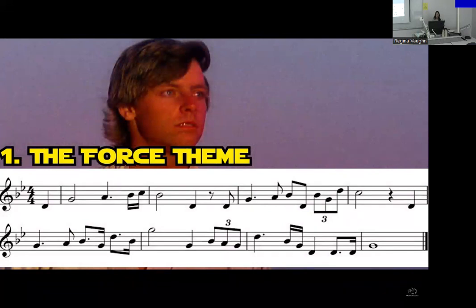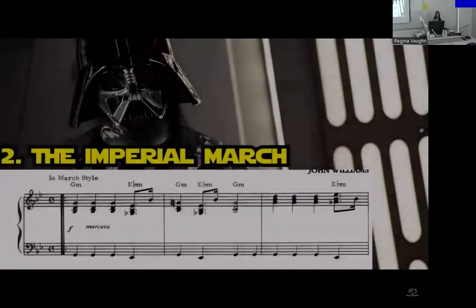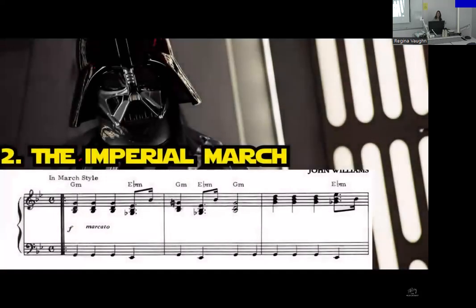Whenever they talk about the Force, it's associated closely with the character of Luke Skywalker, of heroism, of good. And whenever the Empire shows up or Darth Vader shows up, you hear the Imperial March.